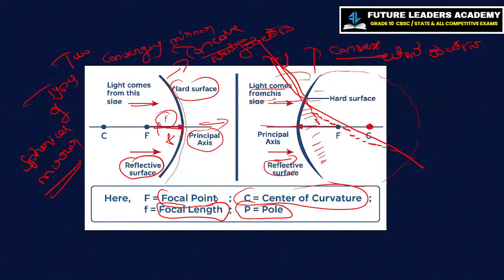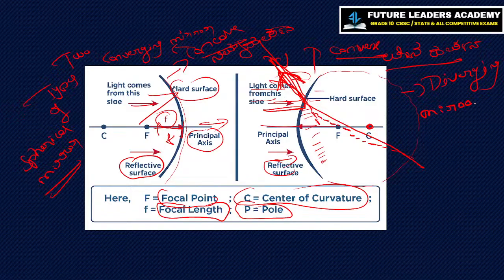Converging mirror, it converges the light inward. Here the light is refracted, outward. Got it? So what do we call this? We call it a convex mirror, ಪೀನ ದರ್ಪಣ. Right? This is also called the diverging mirror. Diverging mirror. You got it? Yes. Now move to the next.